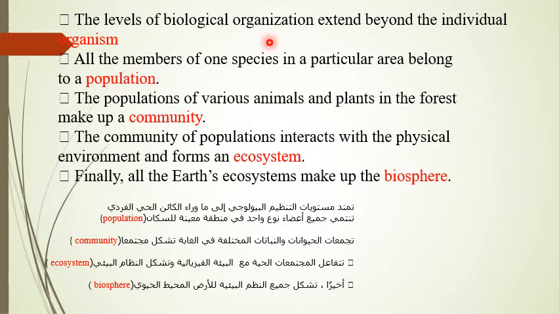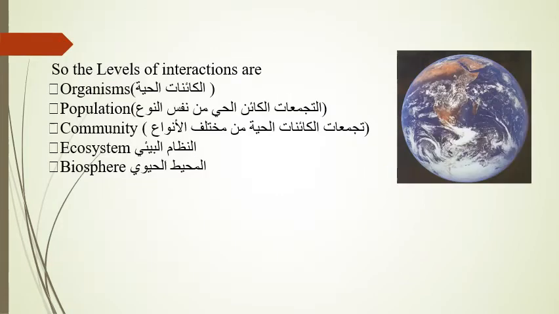So again, all members of one species in a particular area form populations. Different populations form a community. Different communities form an ecosystem, and different ecosystems form the biosphere. So the levels of interaction are organisms, populations, community, ecosystem, and biosphere.